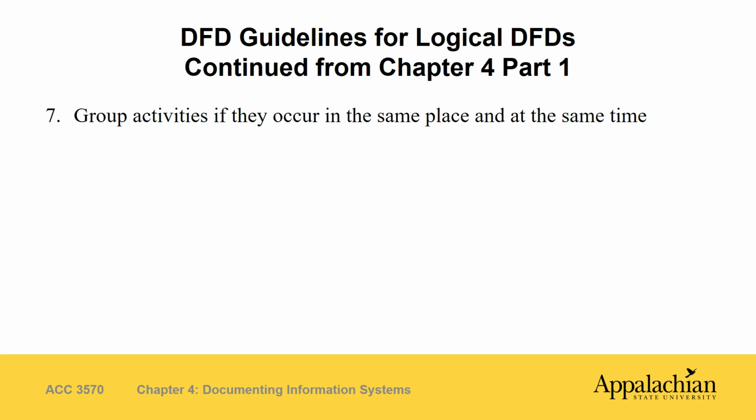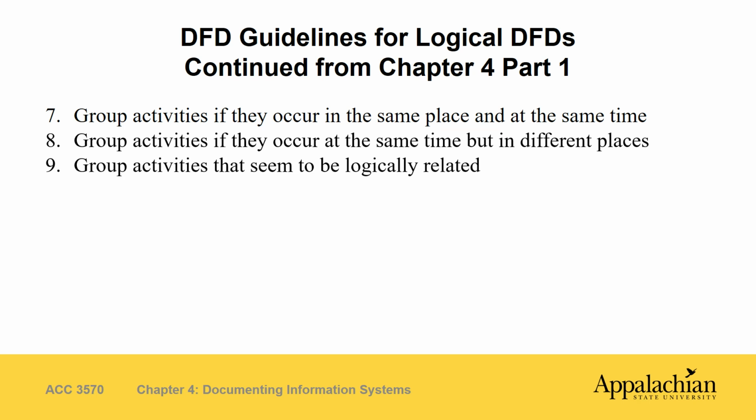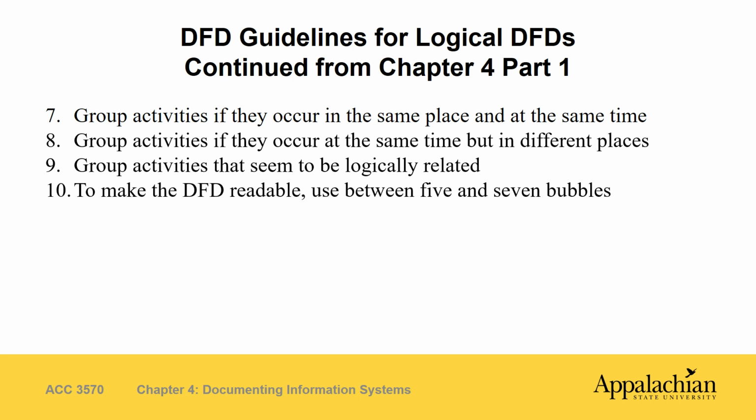So here are some guidelines from the book for logical data flow diagrams. Number 7, group activities if they occur in the same place and at the same time. For doing logical data flow diagrams, you want to group them together. Group activities if they occur at the same time but in different places. Group activities if they seem to be logically related. And to make a data flow diagram readable, use between 5 to 7 bubbles.